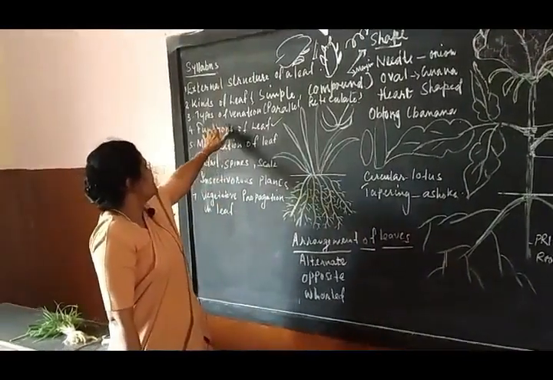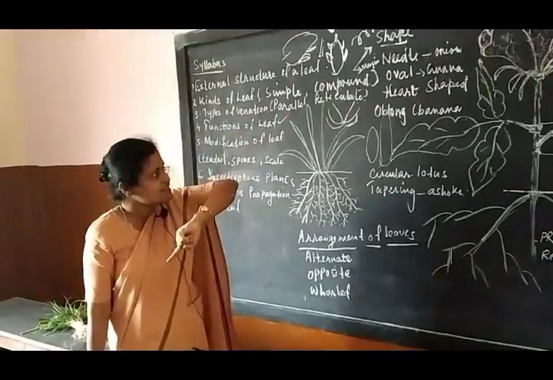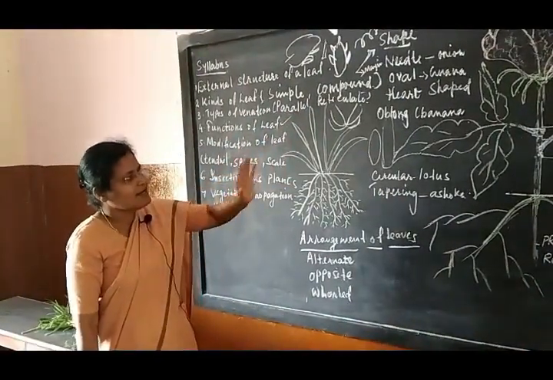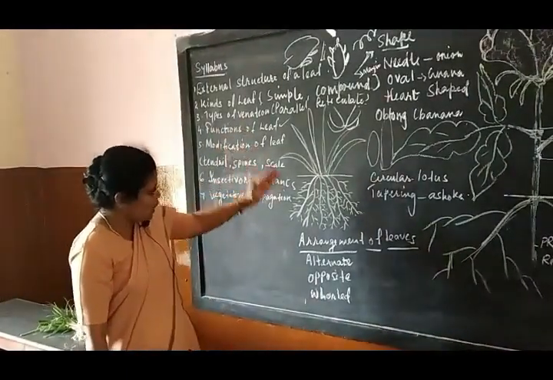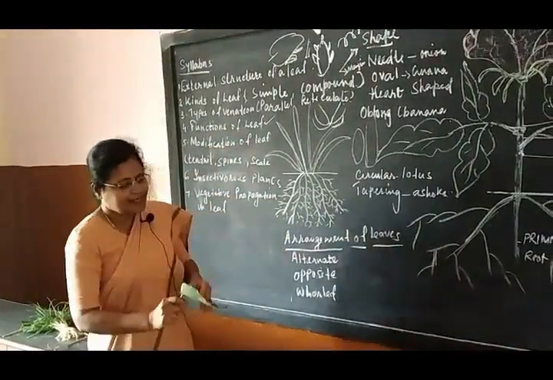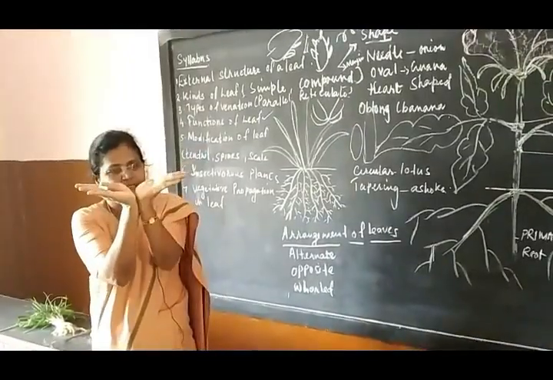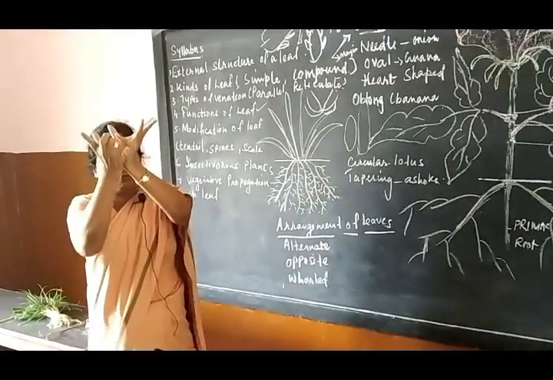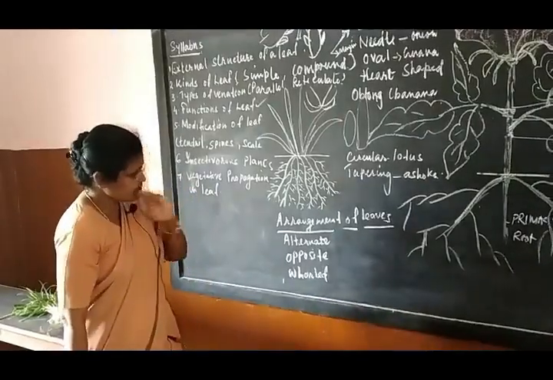Then, basing on the shape, you have leaves that have a needle shape, an oval shape, a heart shape, and an oblong shape. Then we learned about the arrangement of leaves. There are leaves arranged alternately, just like this. There are leaves arranged in an opposite manner. There are leaves arranged like a group of leaves arising from a single node, that is your whorled arrangement.